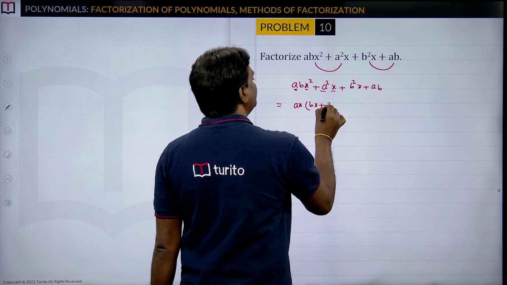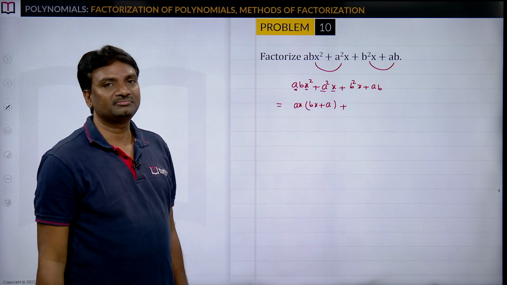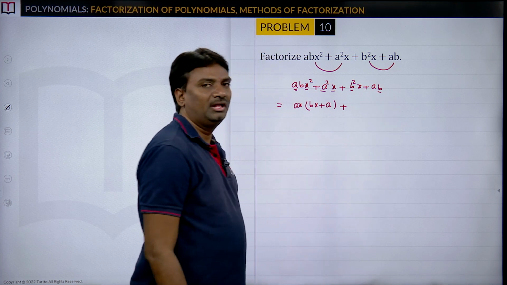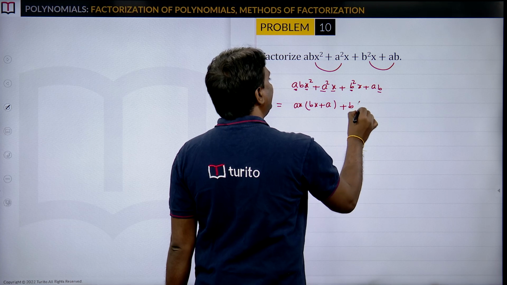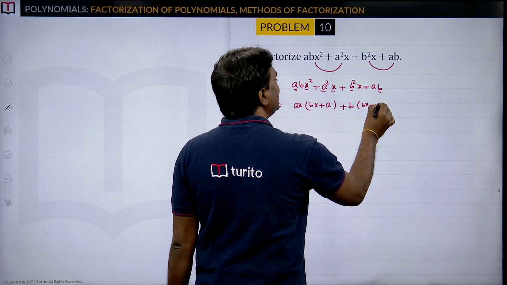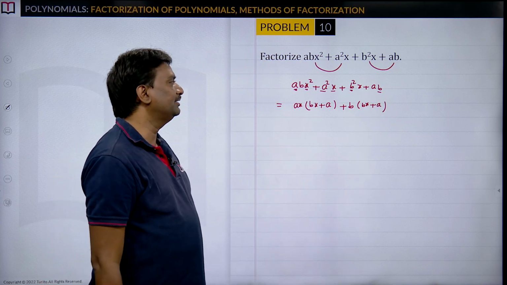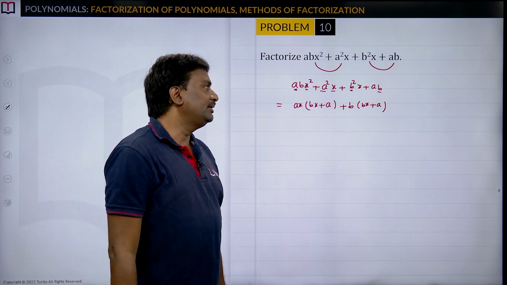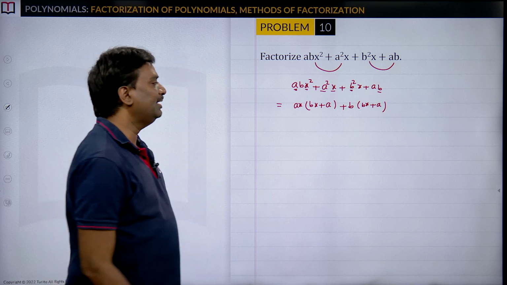So, bx plus a, plus from b square x plus ab, by taking b as common. So, b square can be written as b into b. So, that is why by taking b as common we have bx. Since from ab, b is taken as common, the remaining part is a. So, by taking ax as common from the first two terms we have bx plus a. By taking b as common from the last two terms we have bx plus a.